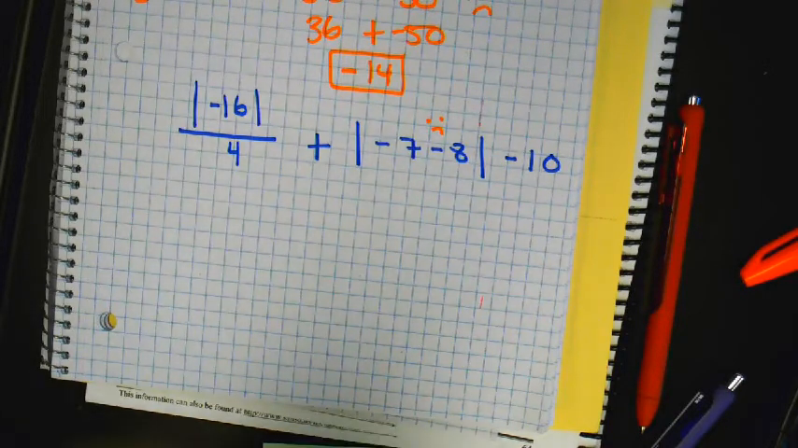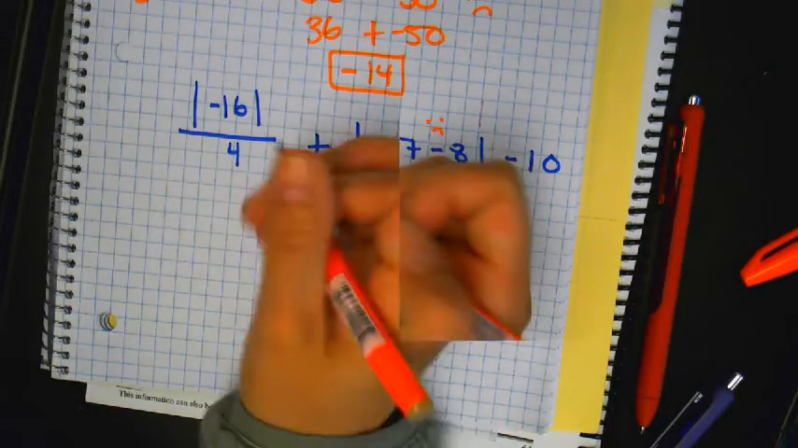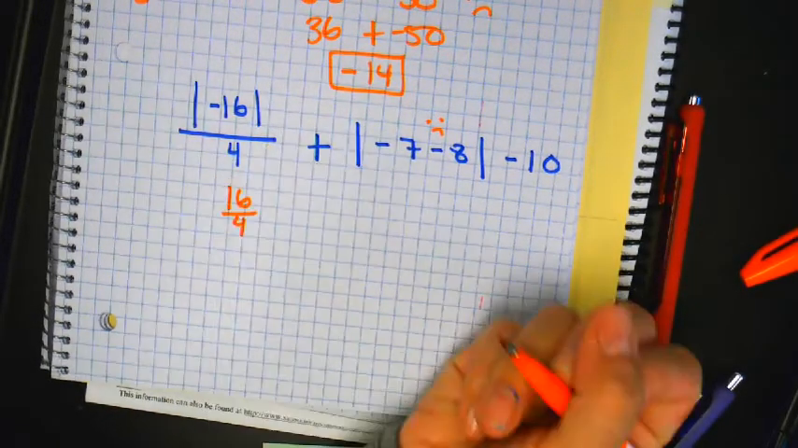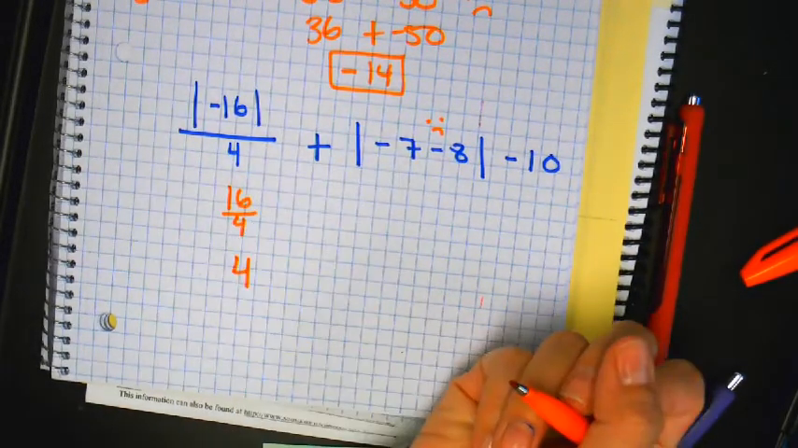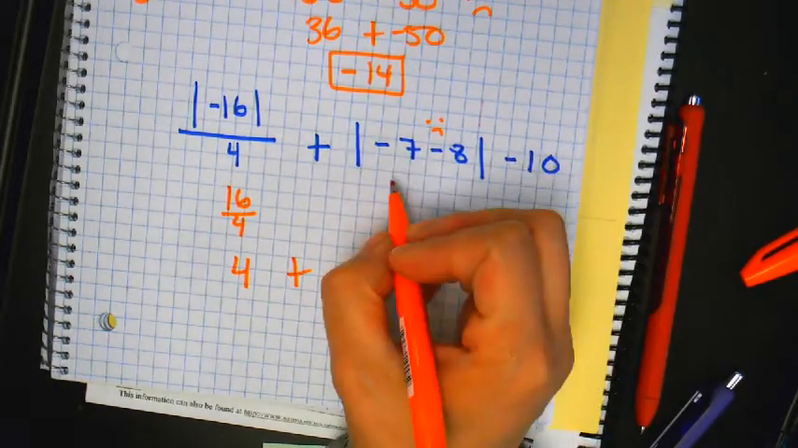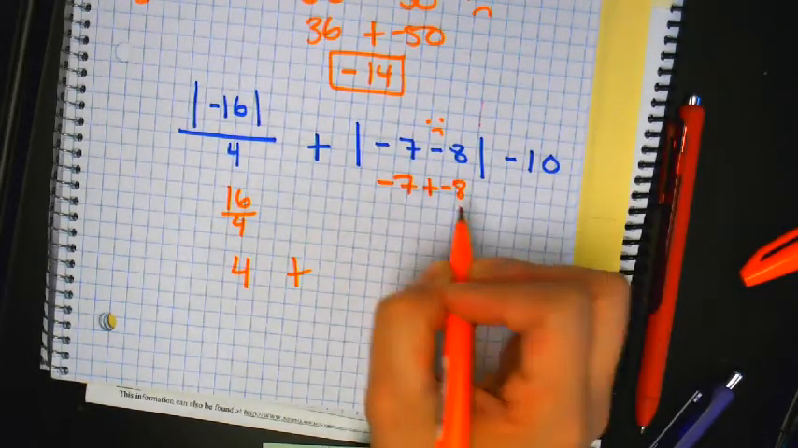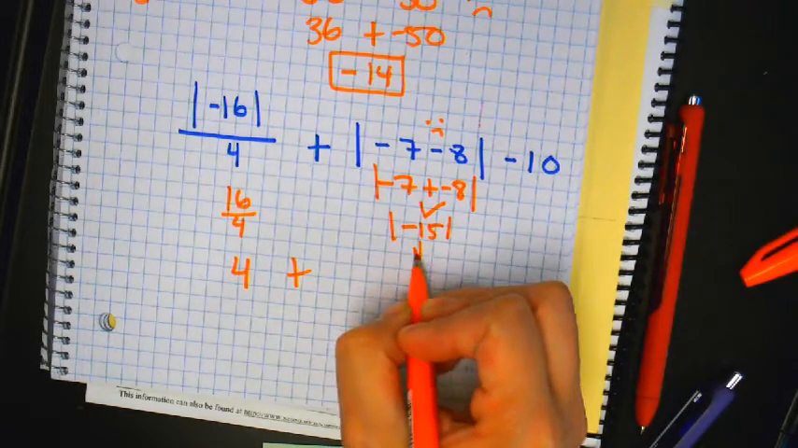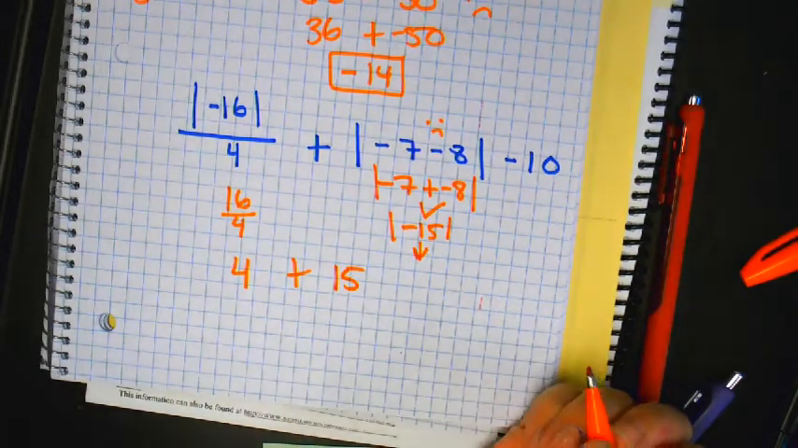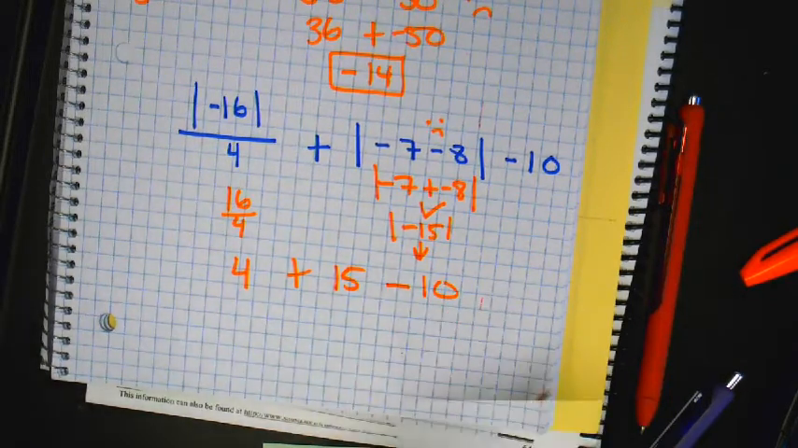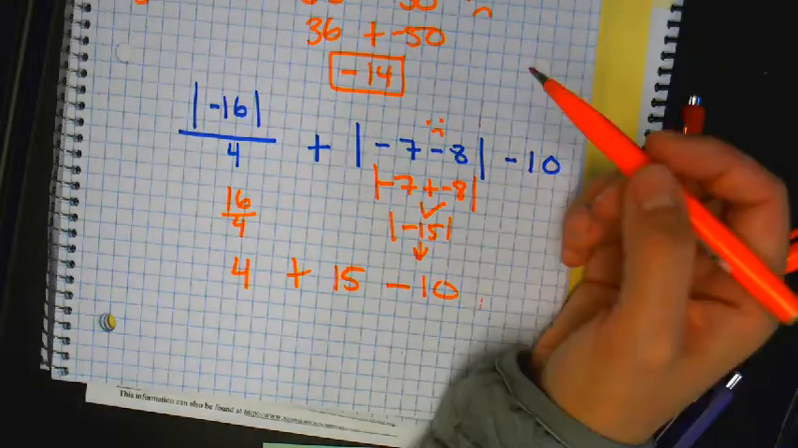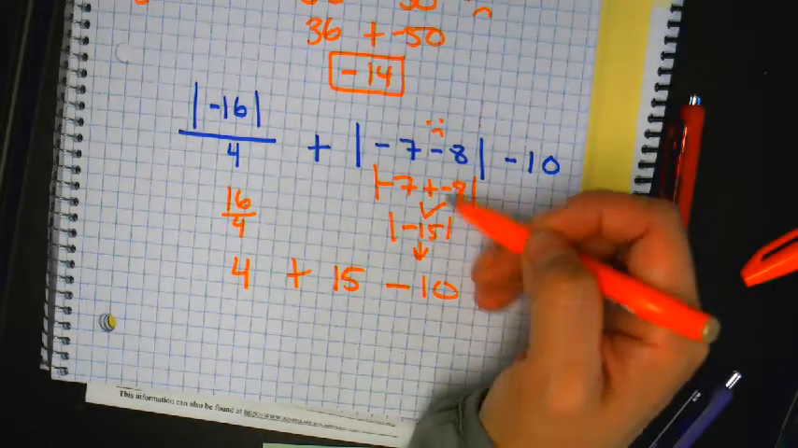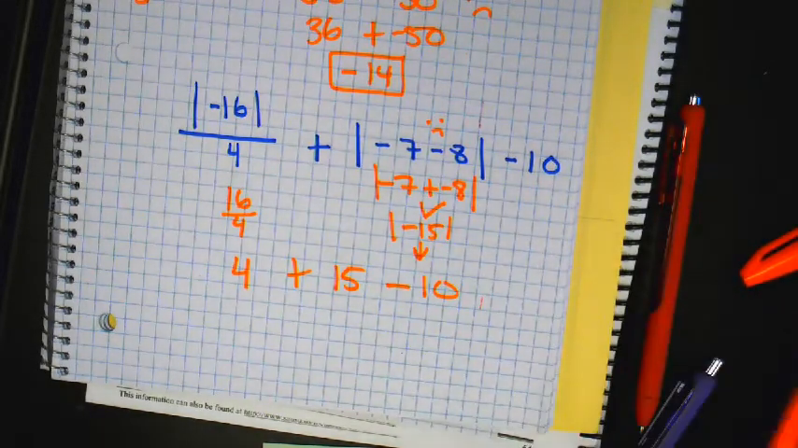So I'm going to do the absolute value of negative 16 is 16, right? So 16 over 4 is just 4, right? Plus, this makes me sad, but this makes me happy. In the bars, that gives you negative 15. In the bars, take it out, you're left with 15. Minus 10. So if you made a mistake, fix it and realize, oh, I see what I did wrong. I forgot to change it to a positive. Whatever it is, fix it.